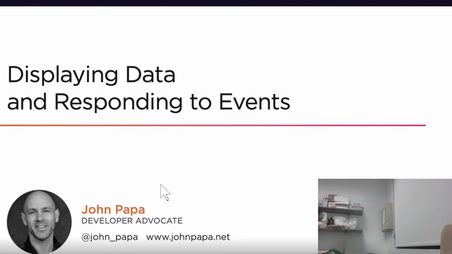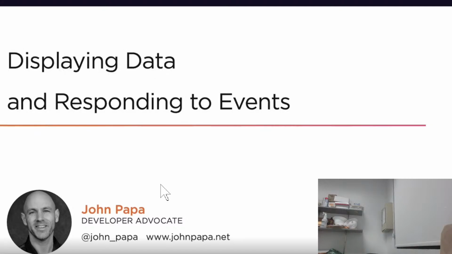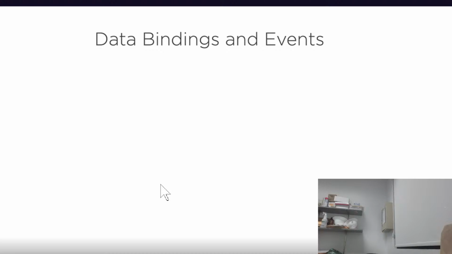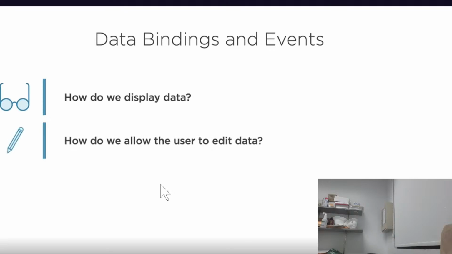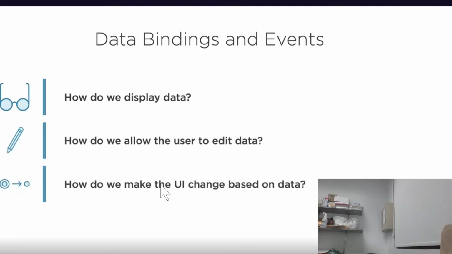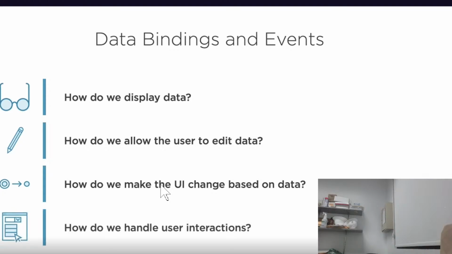Our sample application is all about heroes and villains. In this module, we're going to learn how to display those heroes and respond to events on the page. The mechanism that helps us with this is data bindings and event handlers. So we're going to learn how we can display data, and then also how we can allow the user to edit the data. And of course, we need to be able to make changes in the UI based upon different data aspects as well. So we'll bind to properties in the HTML. And we're going to learn how we can handle user interactions, things like clicks of a button. So let's get started.